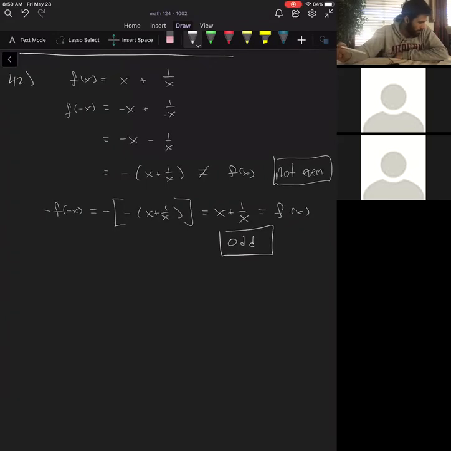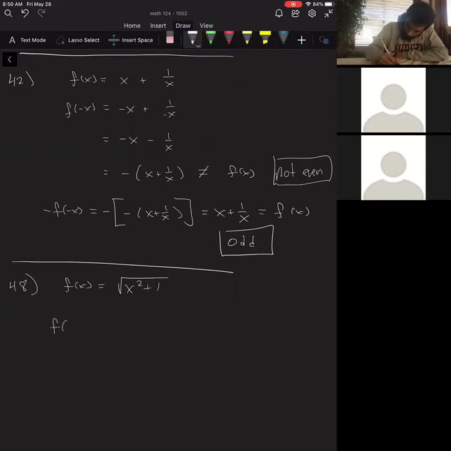Okay, how about we do one more together? We can do 48. So f of x is equal to the square root of x squared plus 1. So let's see, what is f of minus x? So we have the square root of minus x, squared, plus 1. But here we're squaring a negative, so it goes away. So this is just going to be the square root of x squared plus 1, which is the same thing as f of x.